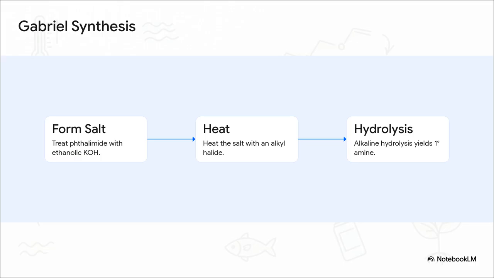So the absolute crucial takeaway here is its limitation. This highly specific, elegant sequence only works for preparing primary aliphatic amines. You literally cannot make aromatic primary amines this way, because the aryl halides just won't undergo that necessary nucleophilic substitution in step 2. No way around it.